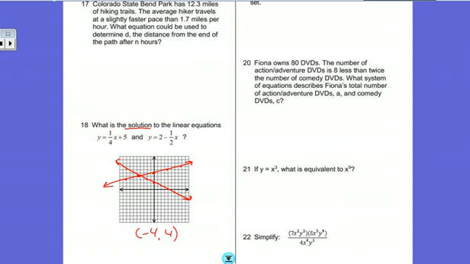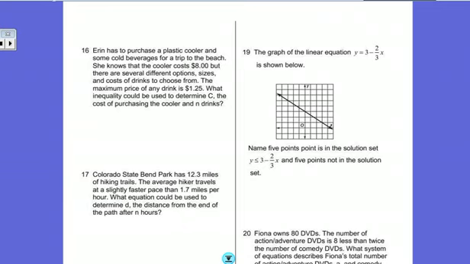19. I'm also not going to do it in full for you, but basically it gives you the line, and it says name 5 points in the solution where y is less than or equal to. Remember, less than is shaded here. Okay? So name 5 points. Oh, I'm sorry. It says name 5 points that are in the solution set. So give me 5 points that are shaded, and then 5 points that are not in the solution set. So give me 5 points that are not shaded. Okay? So 5 points in the shaded area, 5 points not in the shaded area.